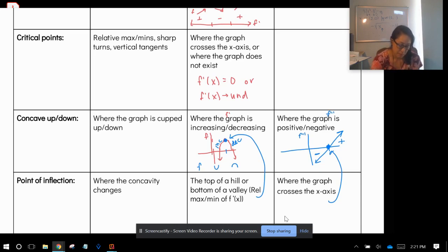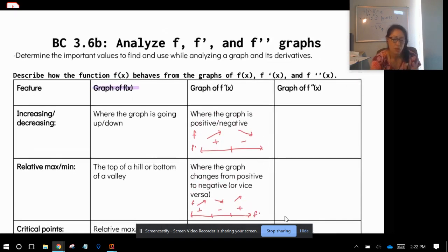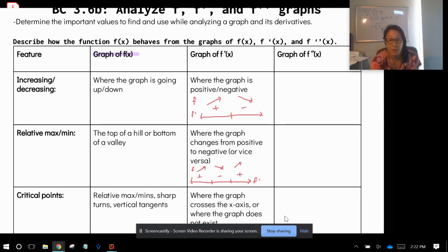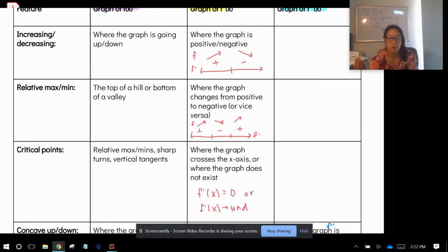Okay. And then what we are really going to explore is what happens when we have the graph of f prime of x and f double prime of x. If we have the graph of f prime of x, we will use these cues. So we know the graph of f increases when f prime is positive, and when f prime is negative, the graph decreases. We can tell that we have a relative min or max when there's a change between positive to negative of f prime.